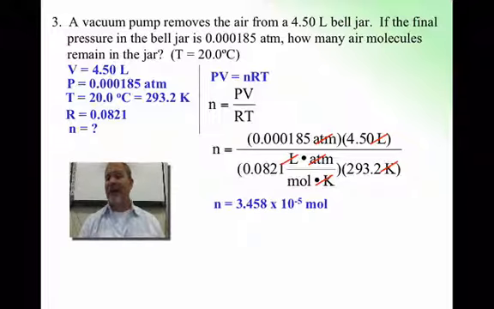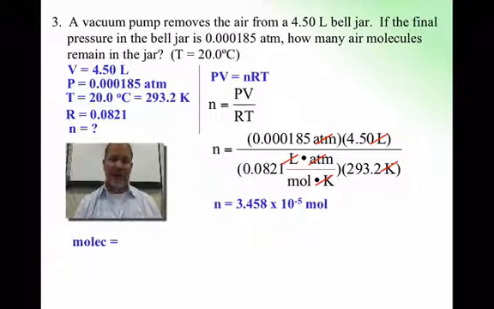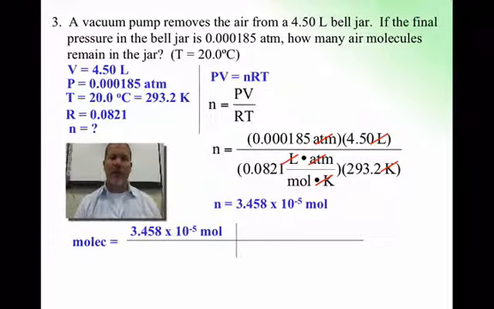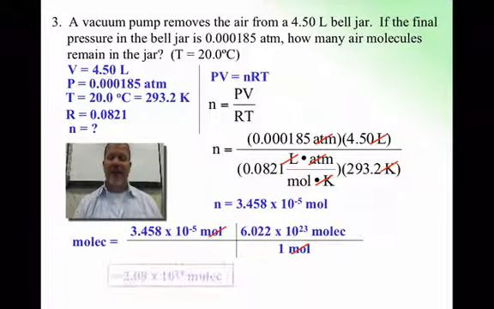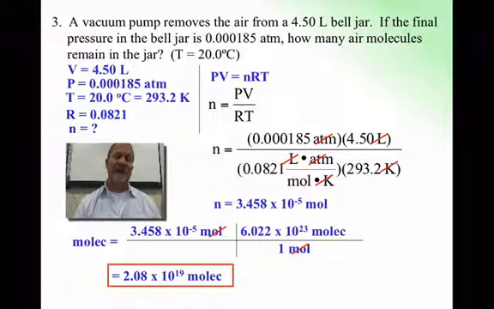But this is not my final answer. I don't want to know moles, I want to know molecules. So I left it drawn out here. I wasn't going to round and lose significance because it wasn't my final answer. So now I take my moles, 3.458 times 10 to the negative fifth moles, and I know that 1 mole is equal to 6.022 times 10 to the 23rd of anything. In this situation, my anything is molecules, so I simply multiply across. With 3 sig figs, the answer ended up being 2.08 times 10 to the 19 molecules.